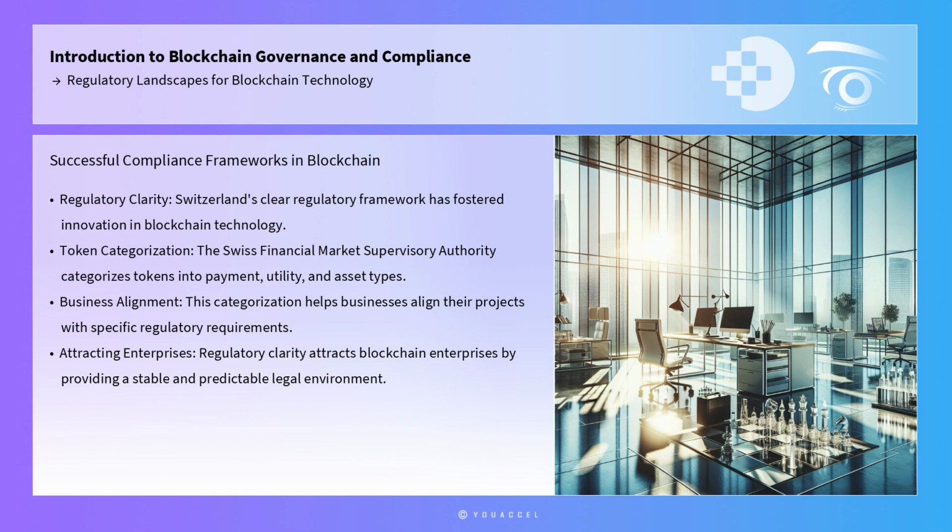Practical examples of successful compliance frameworks are evident in jurisdictions like Switzerland, where regulatory clarity has fostered innovation in blockchain technology. The Swiss Financial Market Supervisory Authority has established clear guidelines for initial coin offerings, categorizing tokens into three types: payment, utility, and asset tokens. This categorization enables businesses to align their blockchain projects with specific regulatory requirements, streamlining the compliance process. Such regulatory clarity not only promotes compliance, but also attracts blockchain enterprises by providing a stable and predictable legal environment.